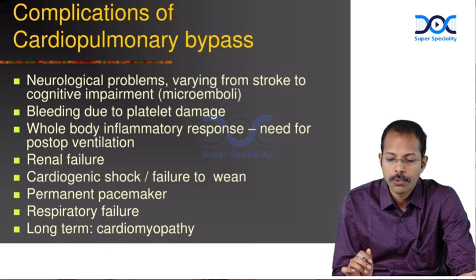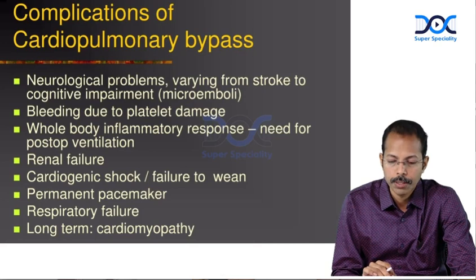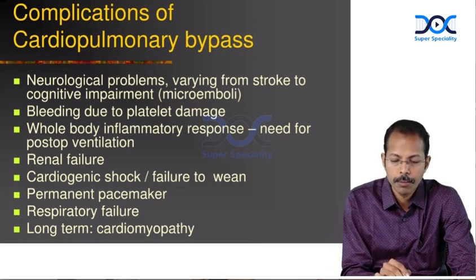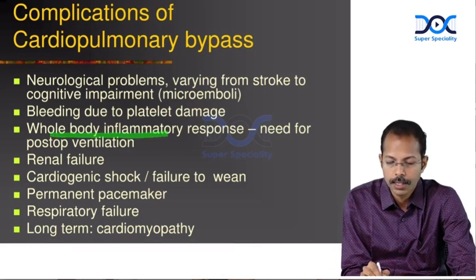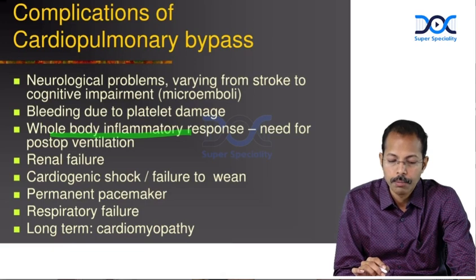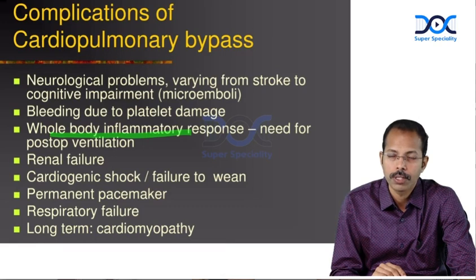The neurological problems are more common, about 1.5 to 2%. I have explained, and bleeding due to platelet damage, and also we are using more heparin and protamine. The whole body inflammatory response will get triggered. That is very important. So that may cause a pump lung syndrome, and that may induce post-op ventilation in some patients because such an inflammatory lung takes time to recover.